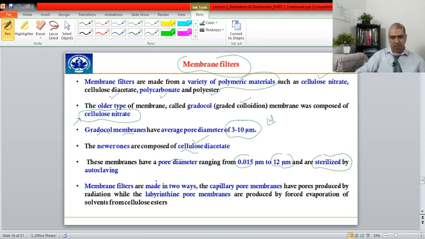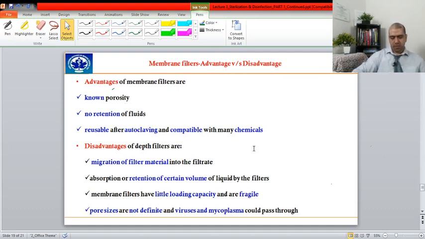Membrane filters are made in two different ways. One type is the capillary pore membranes, which have pores produced by radiation. When you switch on the radiation on them, it causes a pore on these membranes. Another is the Liebernith pore membrane, which is produced by the forced evaporation of the solvents from the cellulose esters. So now you have these membrane filters of different dimensions, and they can sterilize things because their porosity is very, very small.